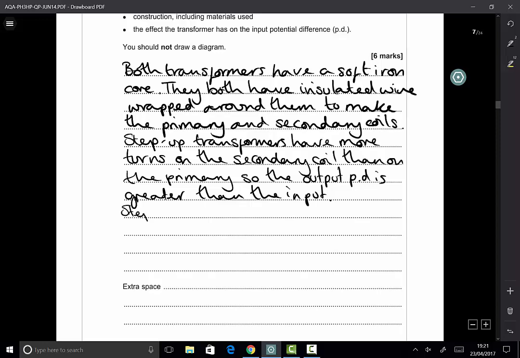Step down transformers have fewer turns on the secondary coil.